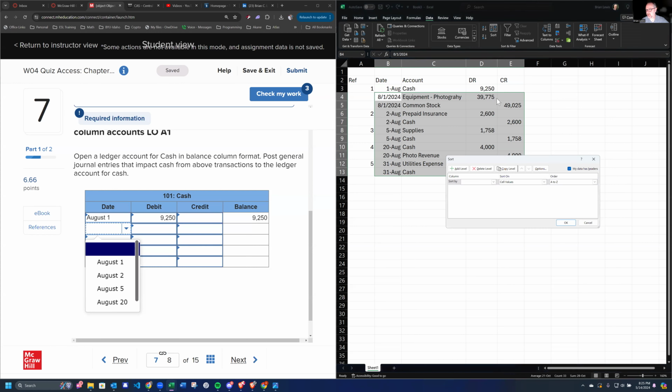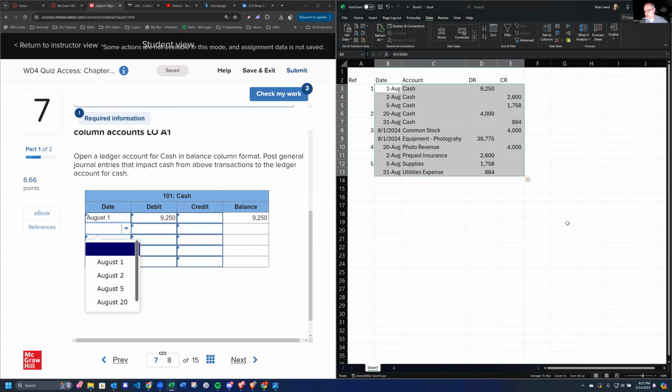And let's sort it. My data does not have headers. We're going to sort it by column C, A to Z. Okay, now we should get the right numbers. Okay, now we have the dates in the right place, and we have the debits and credits.